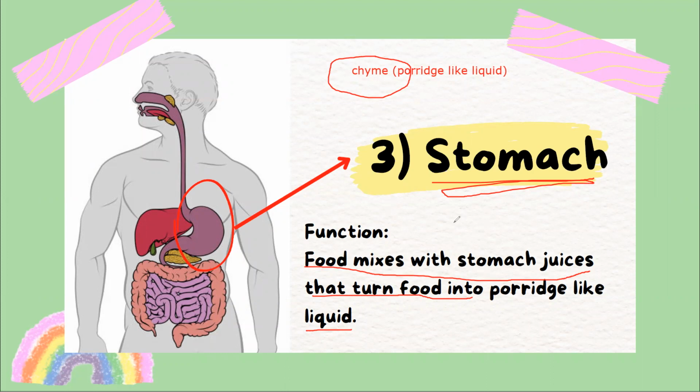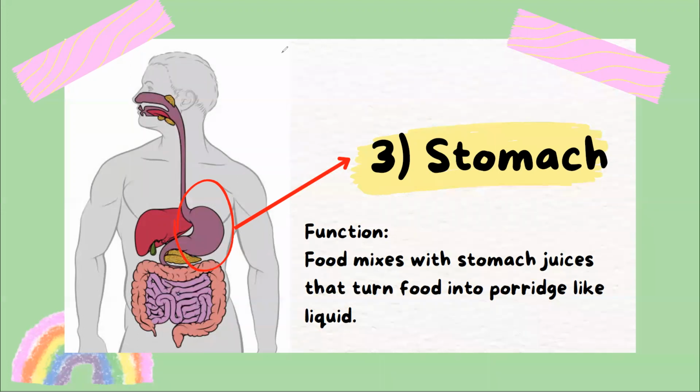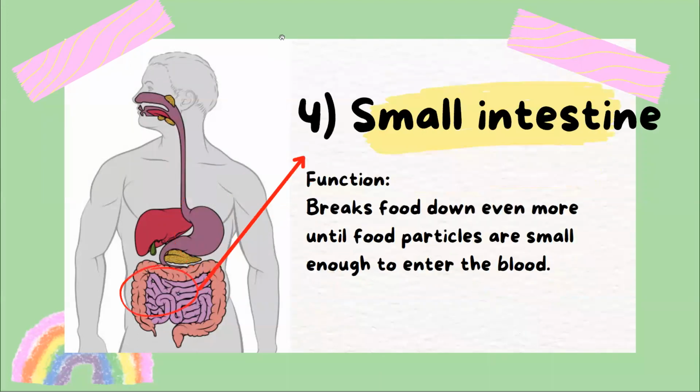Now, after the stomach, where would it go? Anyone? After the stomach, where would it go? It will go to the small intestines first. Okay, let's go on to the next one. The small intestine. In the small intestine, it breaks food down even more. The food particles are small enough to enter the blood. Highlight: food particles will enter the blood.